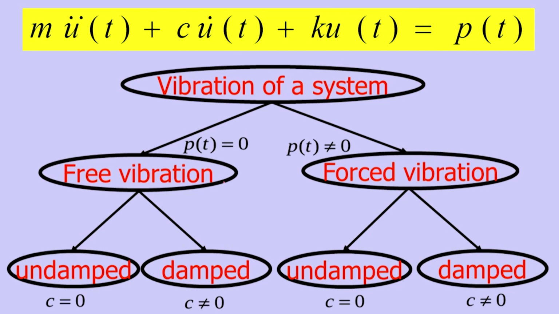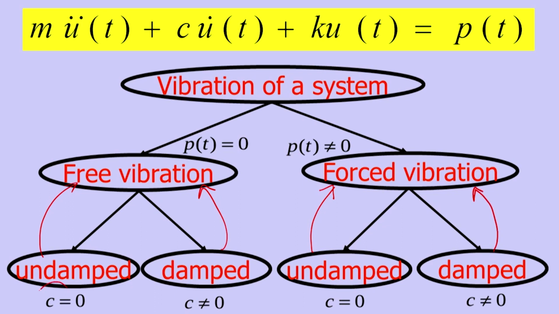This is the general dynamic equilibrium equation, or equation of motion, of a vibrating system. Free vibration means the force is equal to 0, and forced vibration means force is present, it is not 0. In that, 4 cases can be formed: undamped free vibration, damped free vibration, undamped forced vibration, and damped forced vibration.